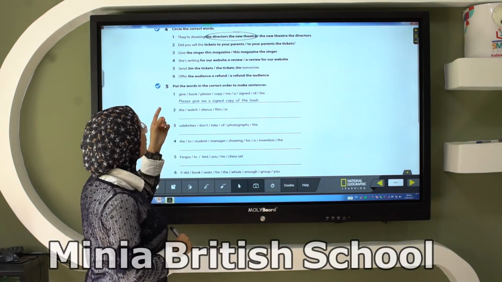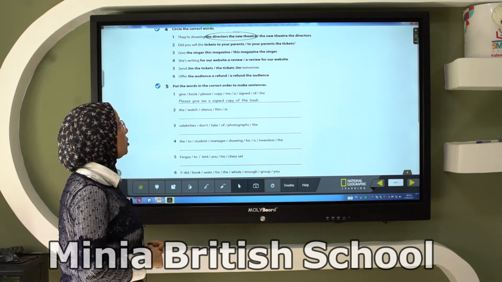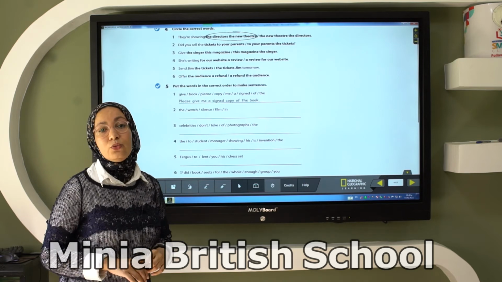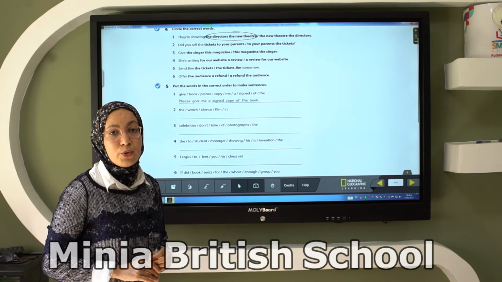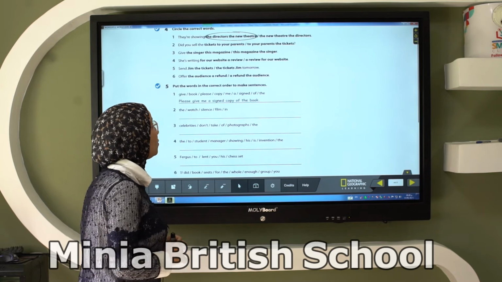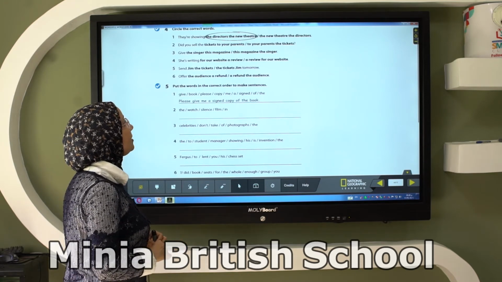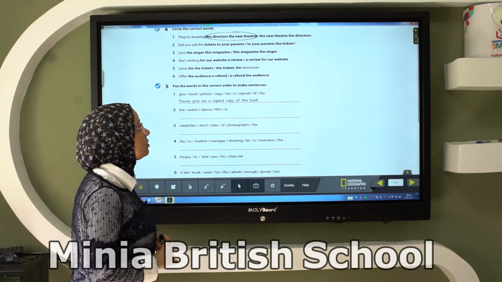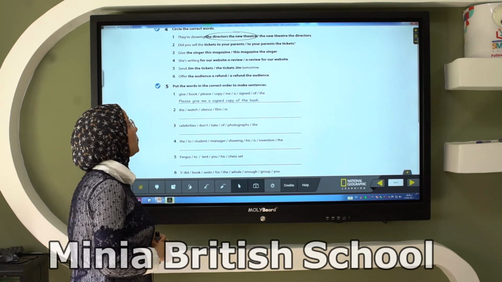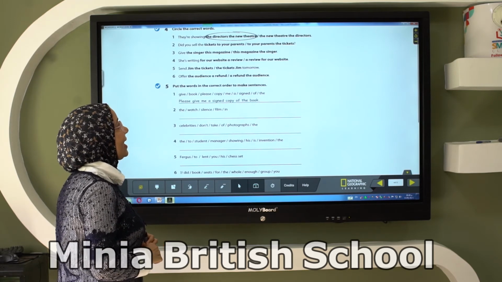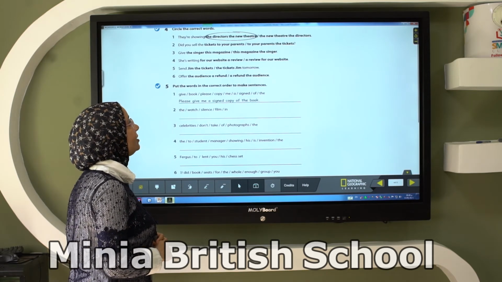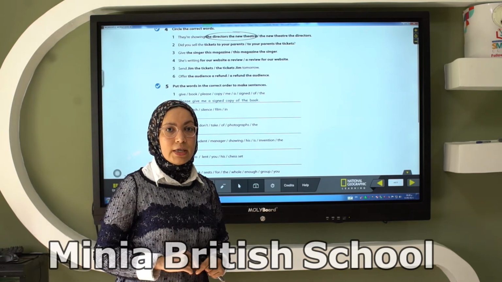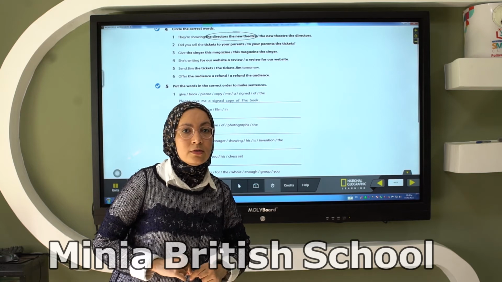Number one, circle the correct words. Number one is already answered as usual, so they are showing. By the way, these are two exercises in your workbook for grade 6 Wonderful World. So number one, they are showing the directors the new theaters. Very good. Of course, I cannot say they are showing the new theater the directors. Number two, did you sell the tickets to your parents, or did you sell to your parents the tickets? What do you think?